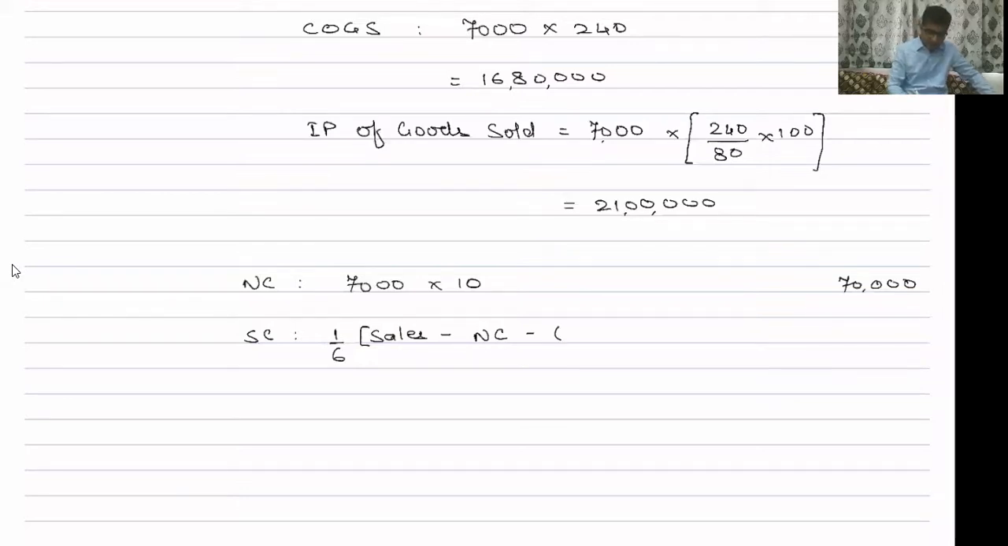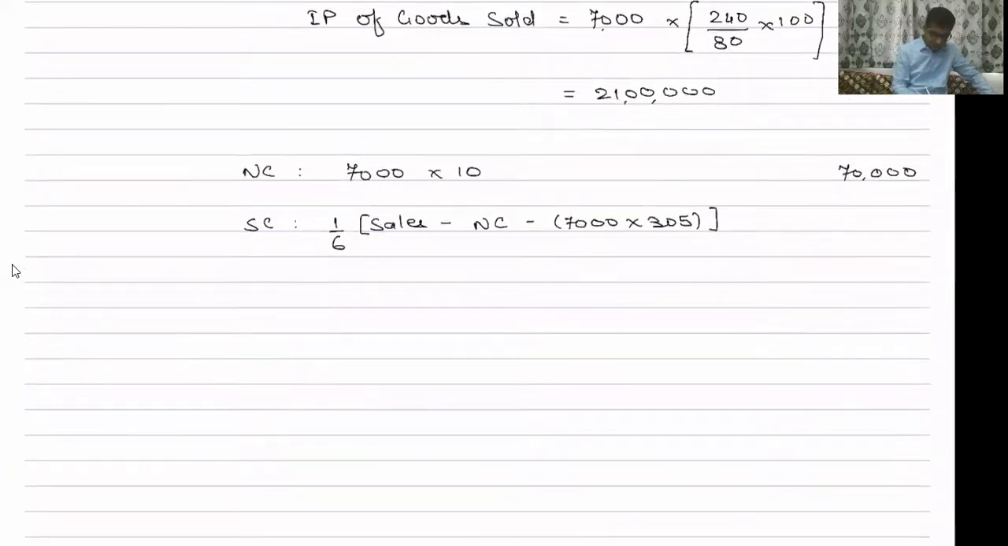So that will be 7,000 into 305. समझ आया ये इक्वेशन कैलकुलेशन? Yes or no? हाँ. So that comes to what? 1/6 of 23,30,000 minus 70,000, जो कि ऑलरेडी हमने कैलकुलेट करके रखा हुआ है, less 7,000 into 305, that comes to 21,35,000.